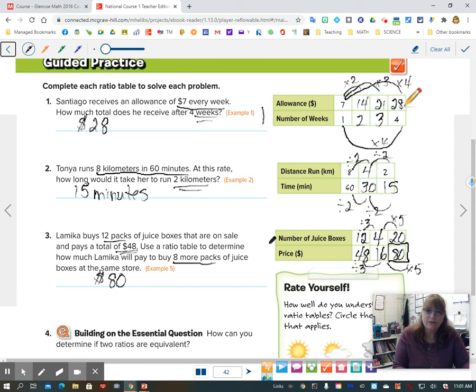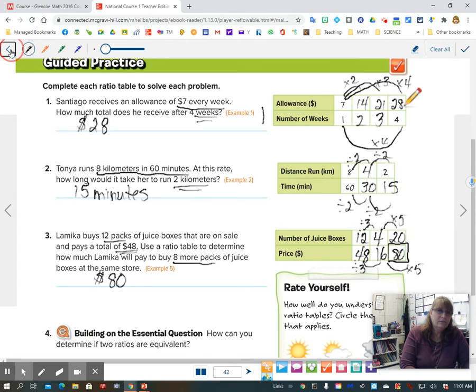Now, you need to ask yourself with each of these questions, does that make sense? So she's buying 12 packs for $48, and 20 packs is just a little bit less than double that, right? So does it make sense that this number would be just a little bit less than double 48? Yeah, so that works, $80, okay?